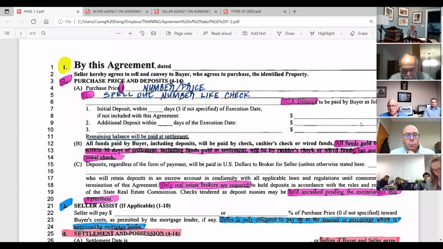Part C there continues to talk about where it can be held. Only real estate brokers are required to hold deposits in accordance with the rules and regulations of the State Real Estate Commission. Checks tendered as deposit monies may be held uncashed pending the execution of this agreement. So until you have an absolute agreement, you don't have to deposit the check. But as soon as you have an executed contract and the check is in hand, how many days do you have to deposit it?